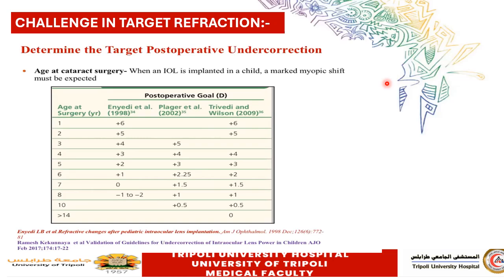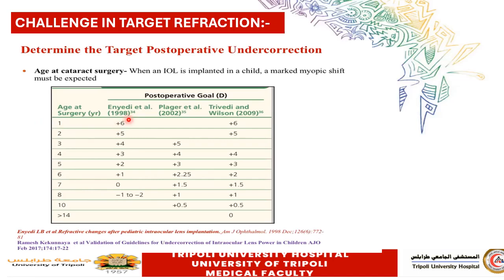But this is a very dynamic principle and is not 100% accurate. To a large extent, one of the most accepted protocols or regimes, by Enyedi, is known as the Rule of 7. Rule of 7 means that we add the age of the patient to the desired postoperative refraction, and this should be equal to 7. So if the child is 1 year old, the desired postoperative refraction should be plus 6.